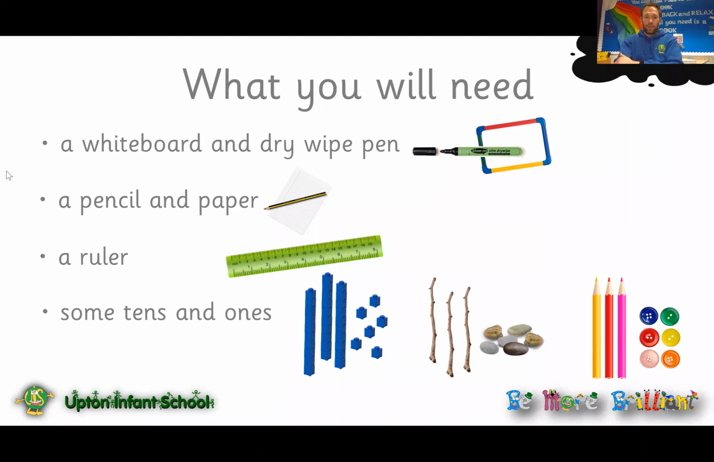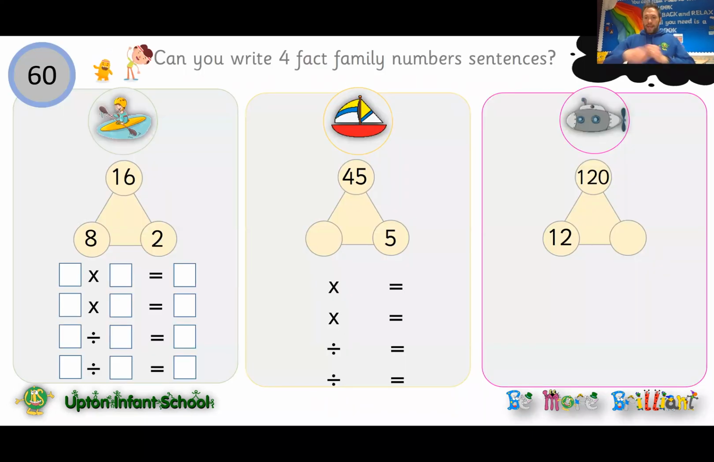For today's lesson, you will need a whiteboard and dry white pen, a pencil and paper, a ruler, and you will need some tens and ones. And you can use sticks and stones or pencils and buttons or Dean's cubes if you're lucky enough to have them, or some Lego. So pause the video if you need to go and get any of those things together. Okay, then let's start with today's lesson.